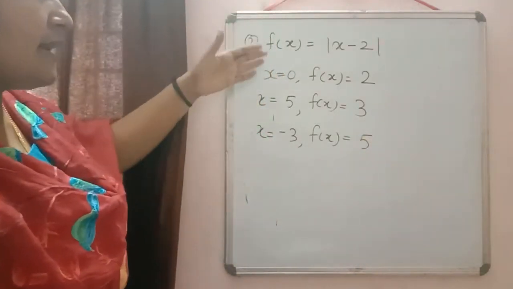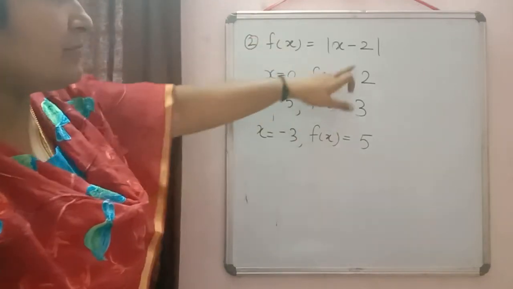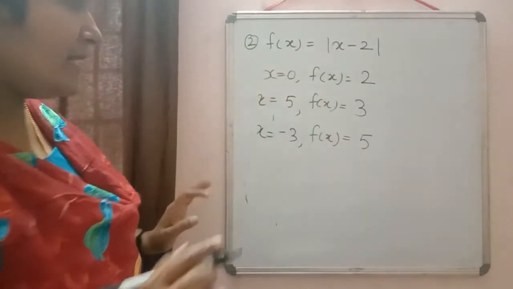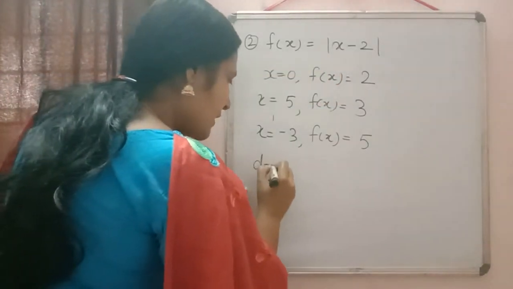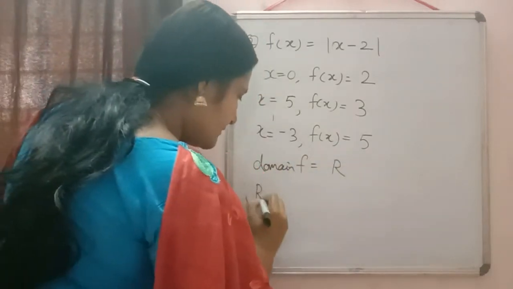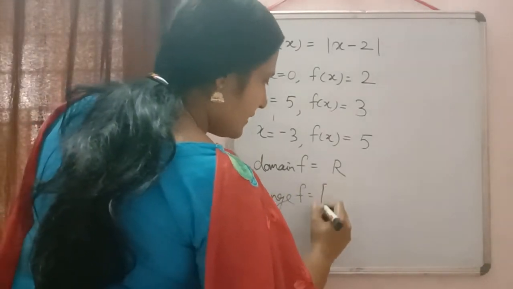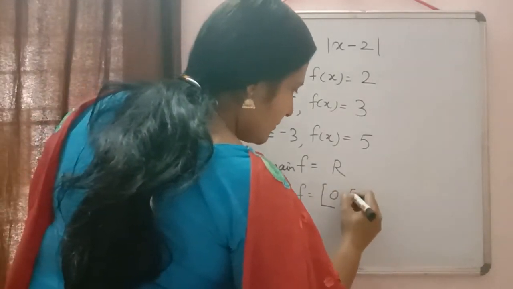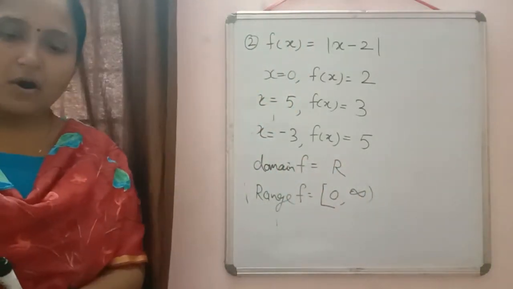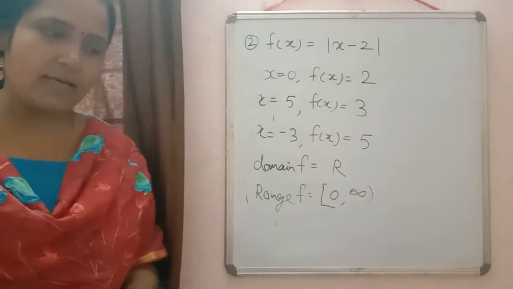So again, f of x can take any value from 0 to infinity. It will give 0 when x is equal to 2. So x can take any value. So we will write down here, domain of f is equal to R. And range, always it will be positive real numbers. So range of f will be equal to from 0 to infinity. It can take the value 0, that's why the closed bracket is there. Is it clear? Okay. Now write down the next one.